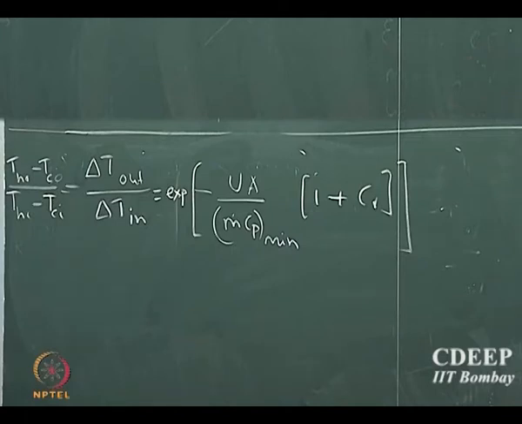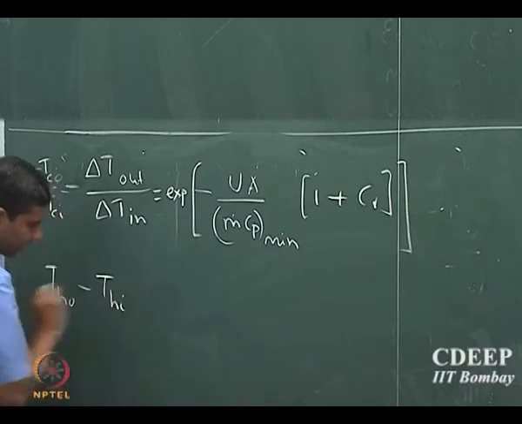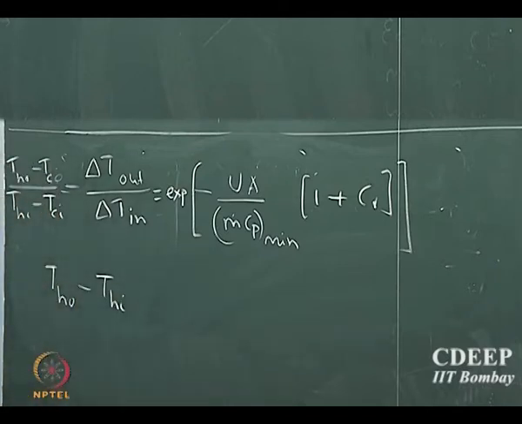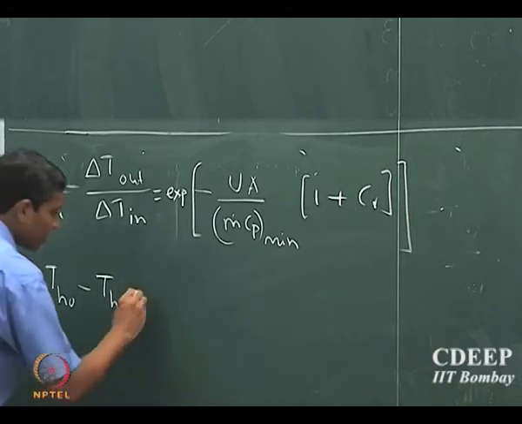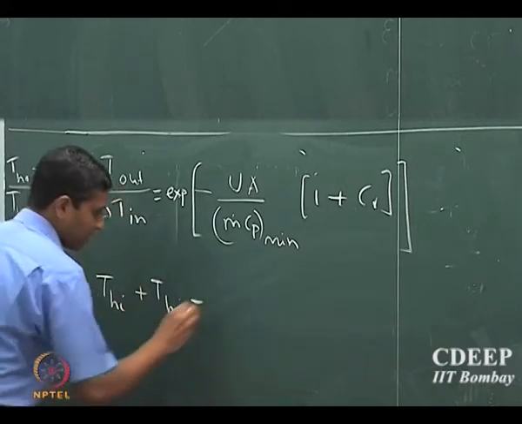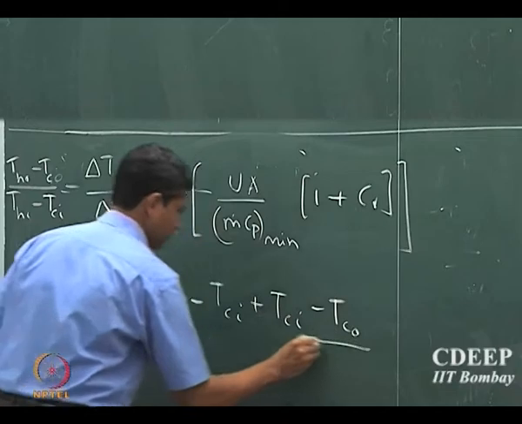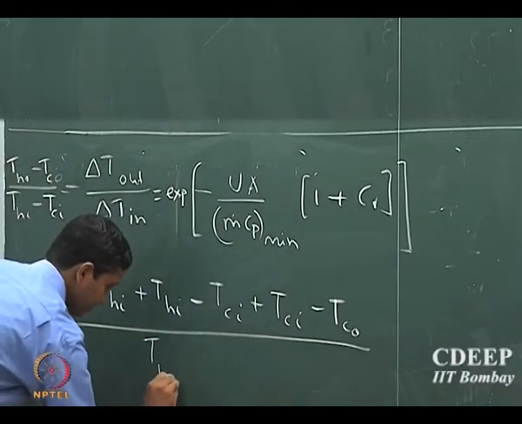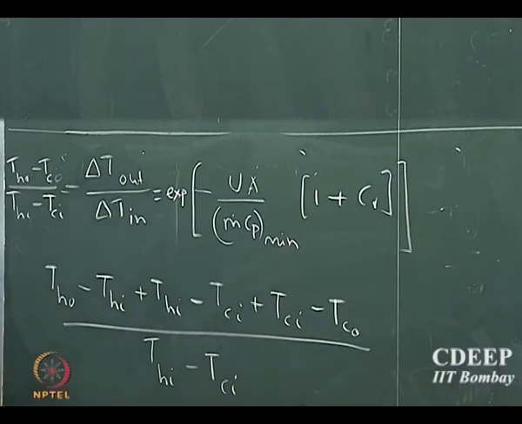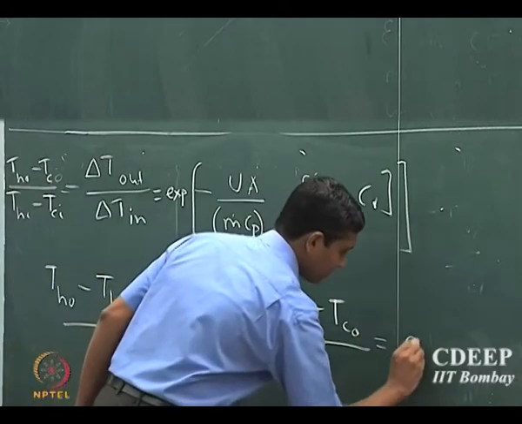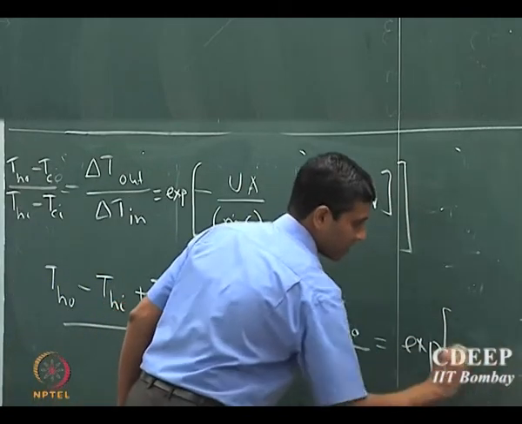Okay. So, now we can rewrite this as Tho minus Thi, plus Thi minus Tci, divided by... Okay, I haven't done anything spectacular here. All I am doing is adding and subtracting the inlet and the outlet stream temperatures. All I have done is I have just added Ci and subtracted Ci, okay, and that should be equal to the exponential of whatever term is present above.